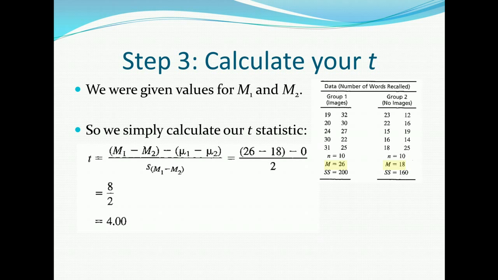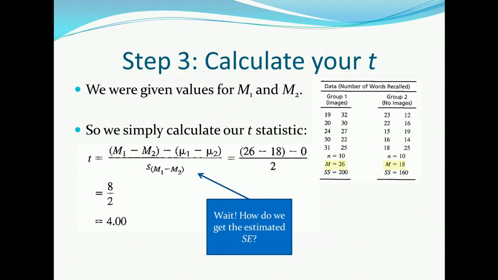Now we compare the test statistic value to the critical value. Remember, our T sub CV was 2.10. So did we exceed the critical value? Definitely, because a T critical value of 2.10 is less than a test statistic value of 4.0. So we are definitely in our critical region there.